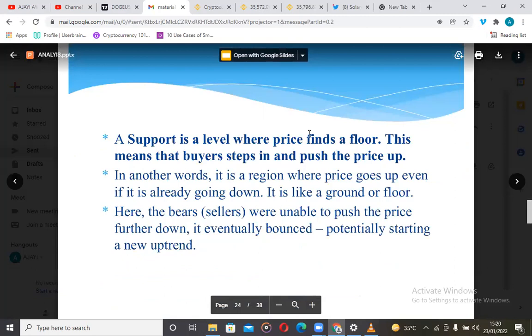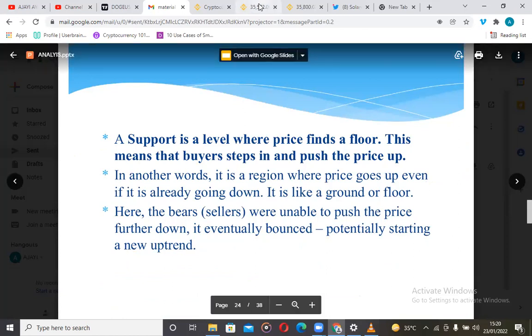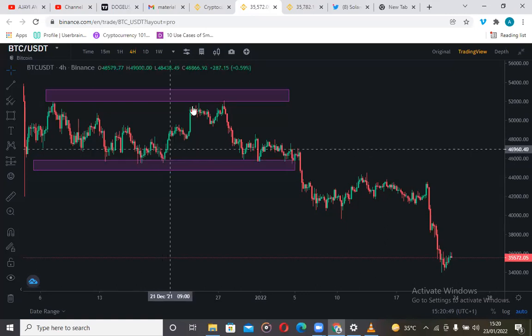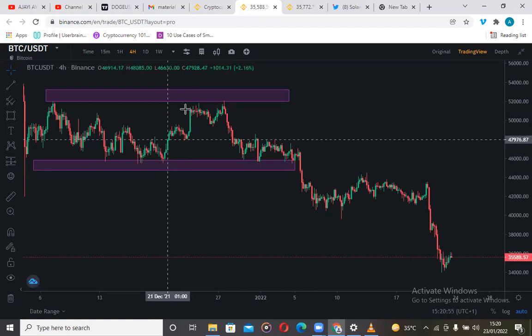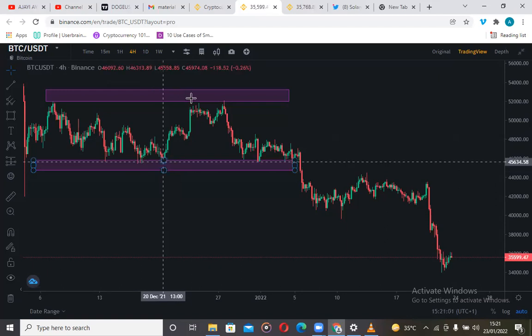Now support is the level where the price finds the floor. This means that the buyers step in and push the price up. So you can see at this point, the price rose from 45,855 to 51,644. So the buyers stepped in and pushed the price up at the support level. So the support level is the price floor. The resistance level is the price ceiling.